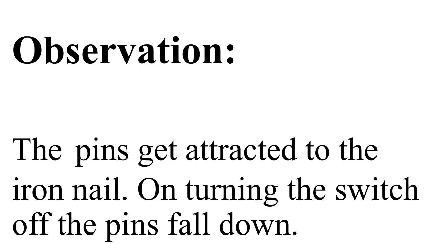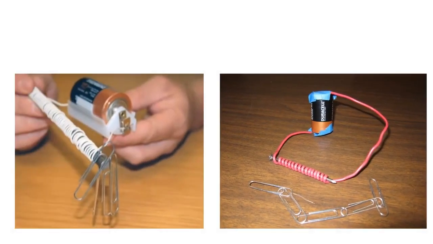Observation. The pins get attracted to the iron nail. On turning the switch off, the pins fall down. Students, if we check diagram number 1 here, you all can see an iron nail is wrapped with a wire and current is allowed to pass through the coil.